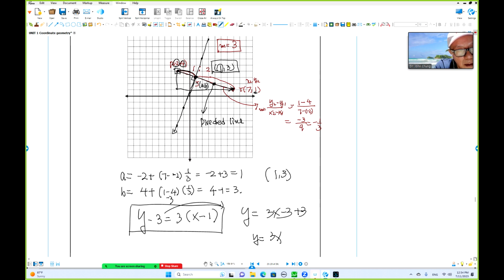Here, right? I did it wrong. 1 left, 3 down. 1 left, 3 down. This is wrong. The actual graph looks like this one. Okay? That's right.